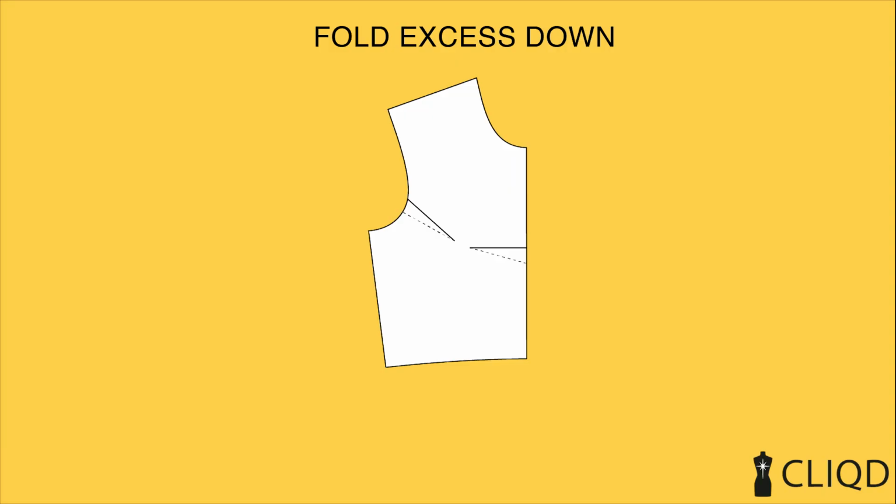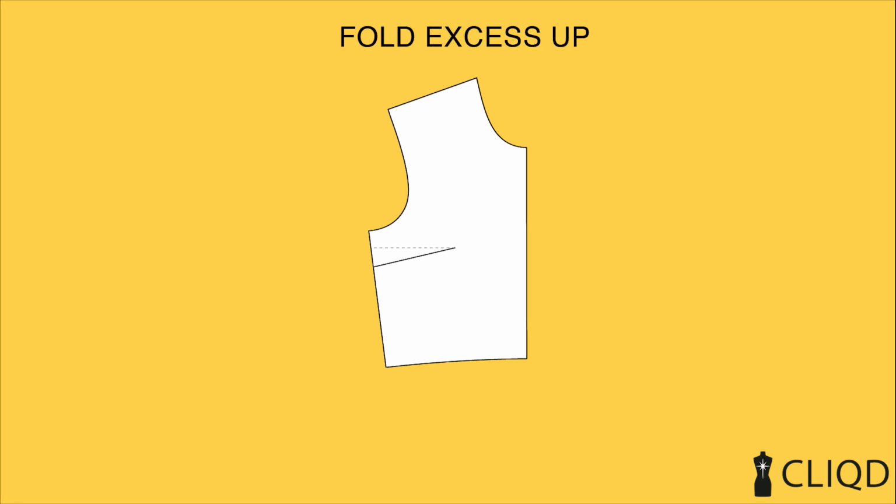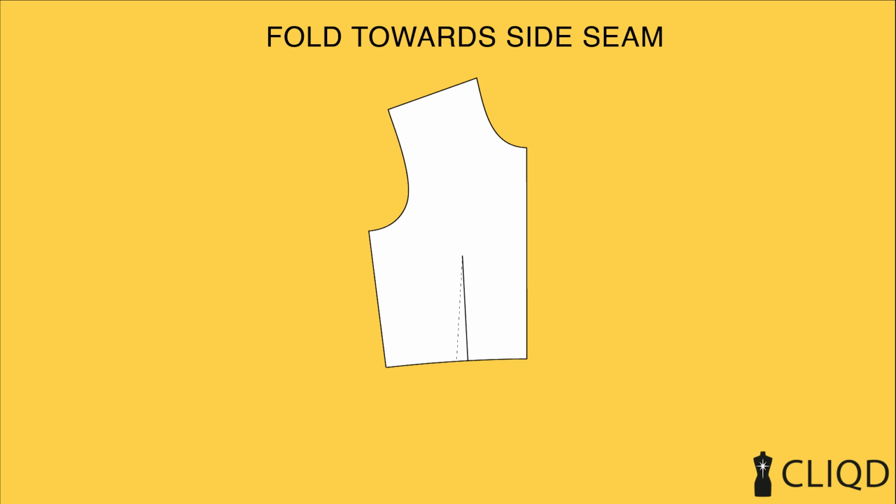Fold the excess down towards the waist for darts located anywhere along the armhole and center front or center back line. Fold the excess towards the center for darts located along the shoulder and neckline. For darts along the side seam, I like to fold the excess up. And for darts along the waist, I like to fold the excess towards the side seam. These are just recommendations that use the natural curves of the body to help hide the bulk from the dart excess. Okay, that's how to rotate darts.